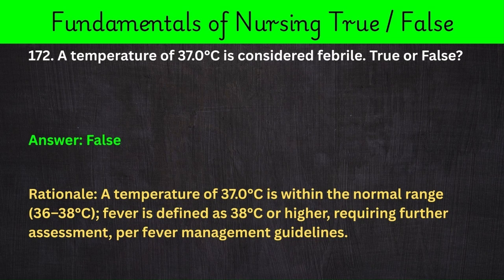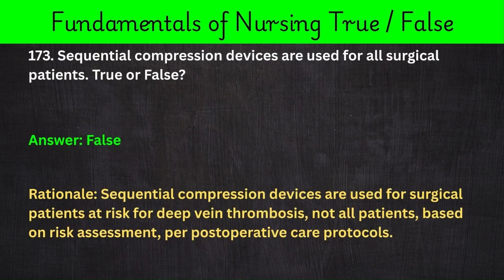172. A temperature of 37.0 degrees Celsius is considered febrile. True or false? Answer: false. Rationale: A temperature of 37.0 degrees Celsius is within the normal range, 36 to 38 degrees Celsius. Fever is defined as 38 degrees Celsius or higher, requiring further assessment, per fever management guidelines.